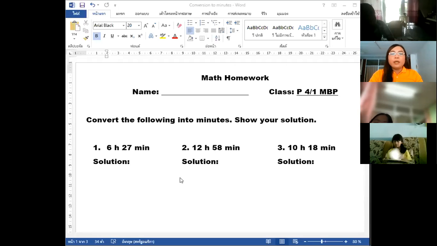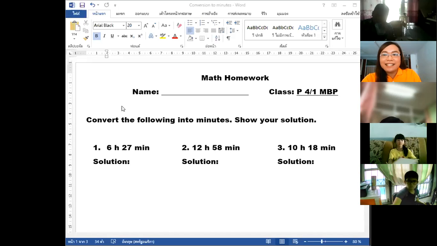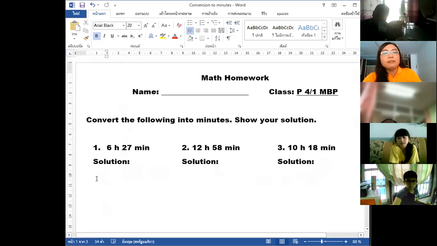Okay, so we will start with number one. Remember, 1 hour is equivalent to 60 minutes, okay? And then 1 minute is equivalent to 60 seconds. All right, let's try to answer number one. Who would like to tell me the conversion of this hour into minutes? So number one, we have 6 hours and 27 minutes. So how many minutes in 6 hours and 27 minutes?